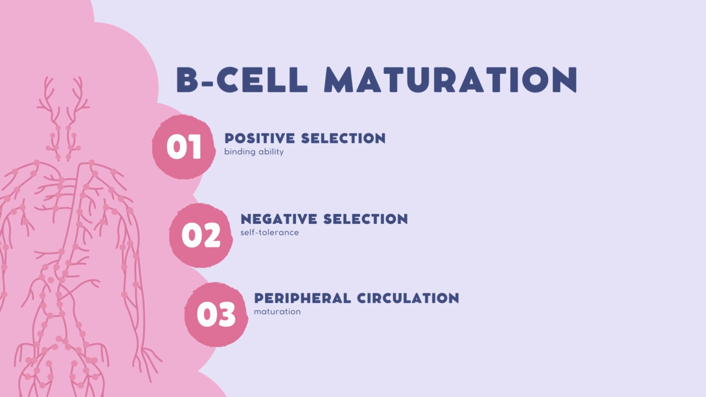B cells undergo maturation in the bone marrow. Here they undergo various stages of selection to ensure that they are both functional and self-tolerant. First, they undergo positive selection. The resulting cells that have the ability to bind to antigens then undergo negative selection to prevent self-reactivity. Cells that are unable to bind to antigens or are self-reactive are tagged for apoptosis. After successful maturation, B cells are then able to circulate to peripheral immune organs.